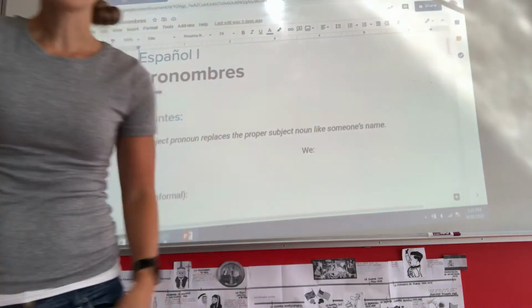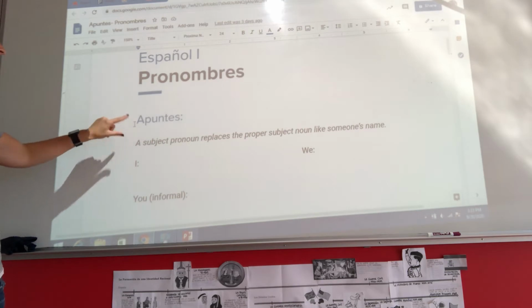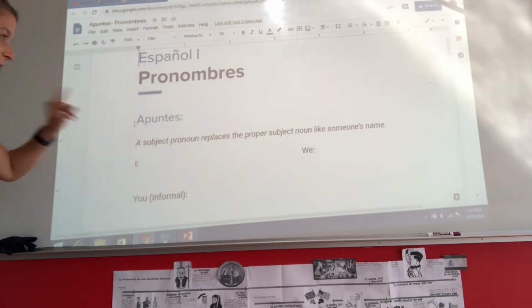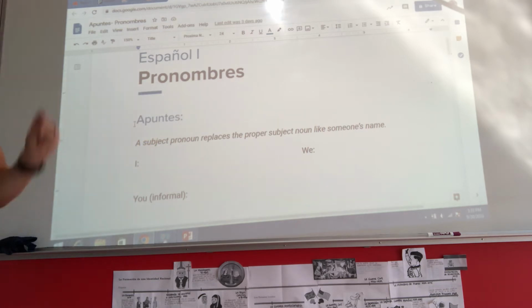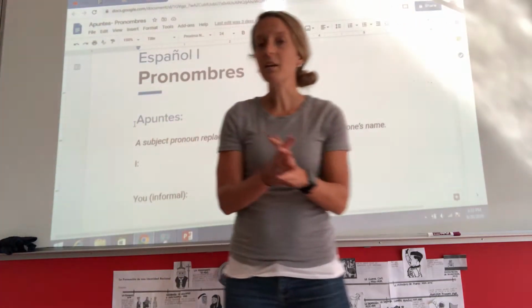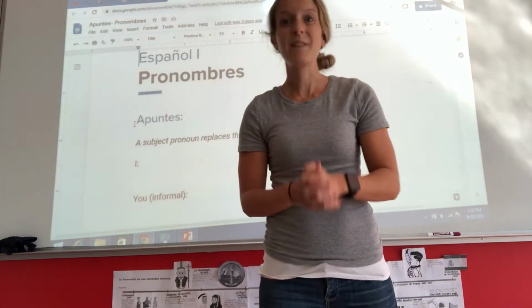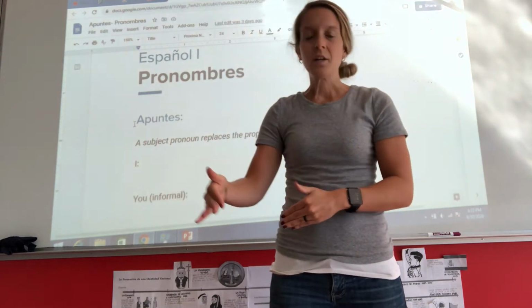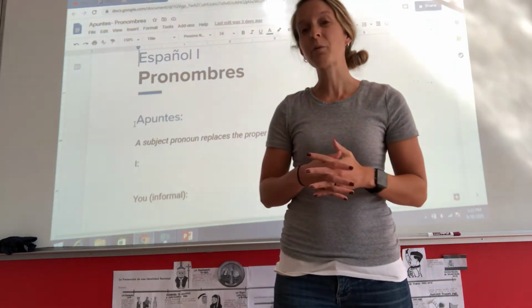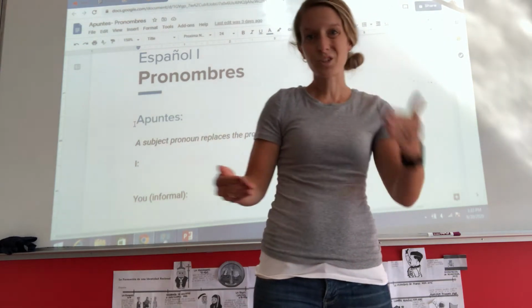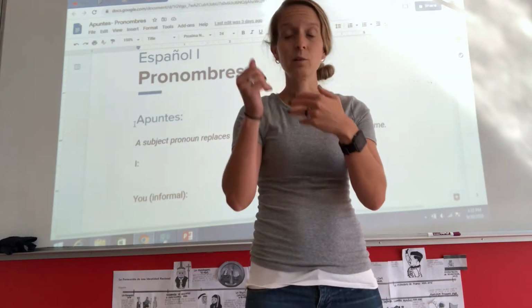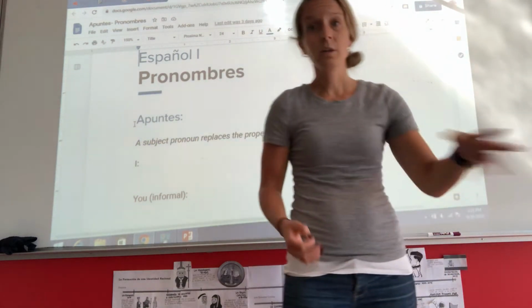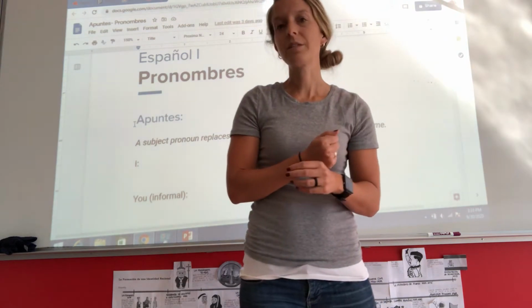Okay, entonces tenemos los pronombres. Let's get our notes out. Okay, apuntes, our notes. A subject pronoun, which is pronombres, replaces the proper subject noun, like someone's name. All right, we have subject pronouns in English. Instead of saying somebody's name over and over again, once we know who we're talking about, we refer to them by their subject pronoun, he or she or we. So instead of saying Luke did this, and then Luke did this, and then Luke was this, we say he. We use that subject pronoun.